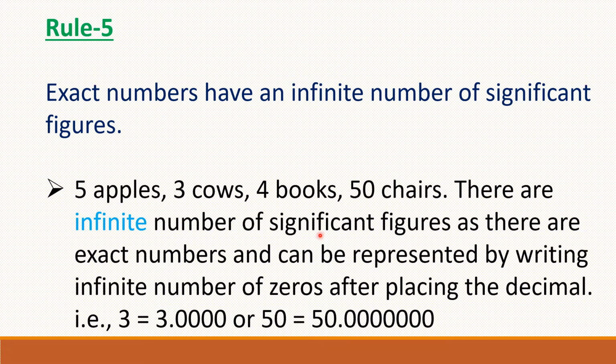These have an infinite number of significant figures because 5 apples can be written as 5.00, 3 cows can be written as 3.000. We can write an infinite number of zeros after the decimal point. So we can consider that it has an infinite number of significant figures. Similarly 50, 50.000 and so on. It has an infinite number of significant figures.